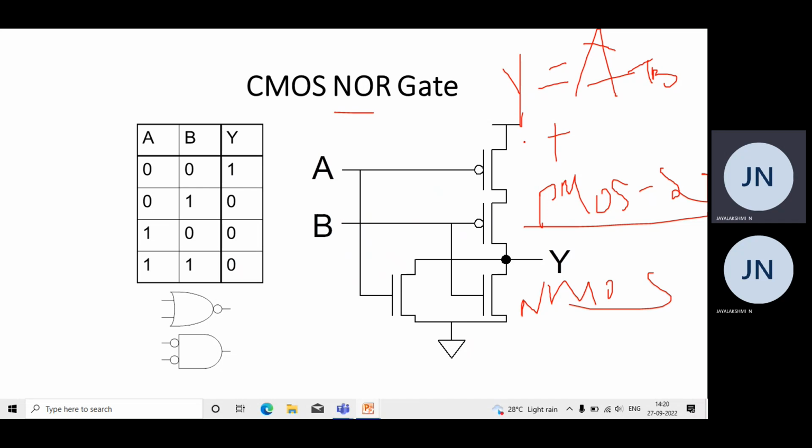So for the CMOS, the pull-up network is PMOS transistors, and those PMOS transistors are connected in series. The pull-down network consists of NMOS transistors, and the NMOS transistors are connected in parallel. Here the condition is: when both the inputs are 0, 0, then only the output is 1. If either of the inputs is 1, the output is 0. For all other conditions, the output is 0. And this is the circuit symbol for the CMOS NOR gate.